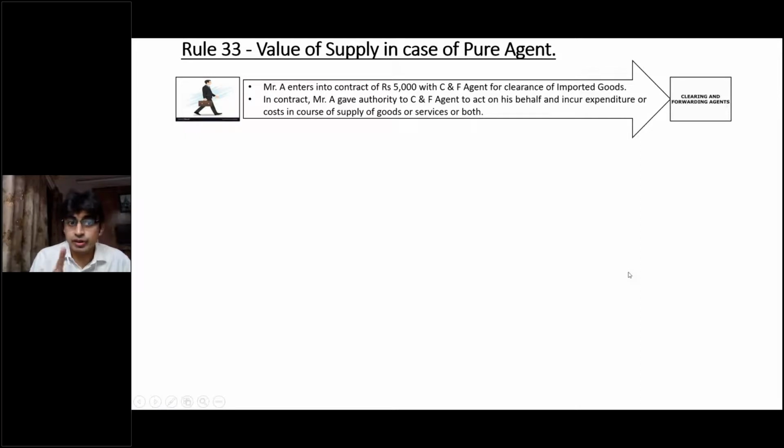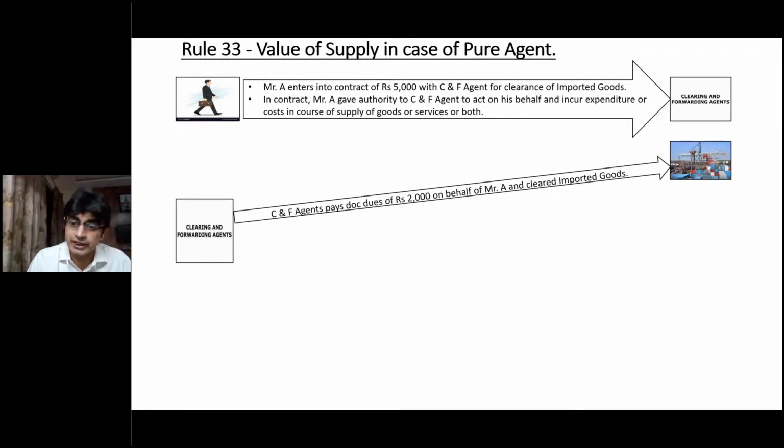In this contract, I'm giving authority to him. The CNF agent can incur any cost or expenditure on my behalf. I will pay him only 5,000 for this service. Now, what did the clearing and forwarding agent do? They paid dock dues of 2,000 rupees to clear the imported goods. So they paid dock dues of 2,000 on my behalf.